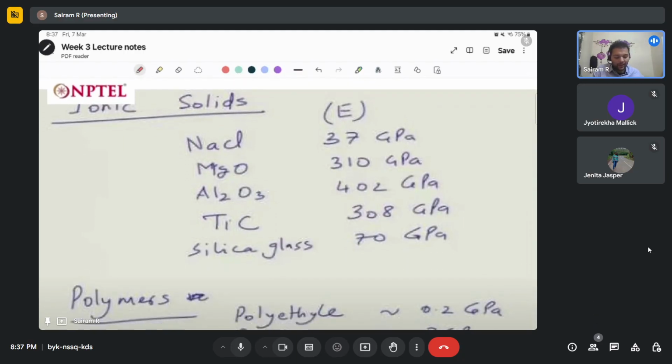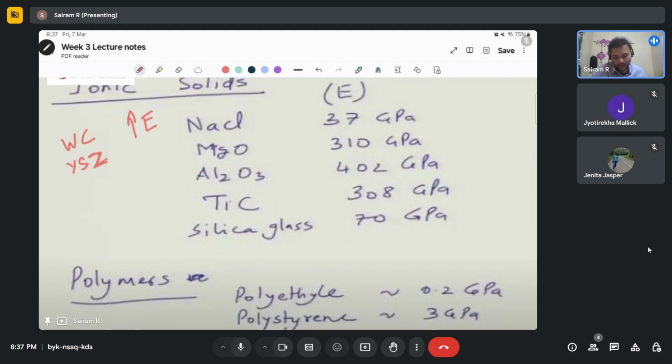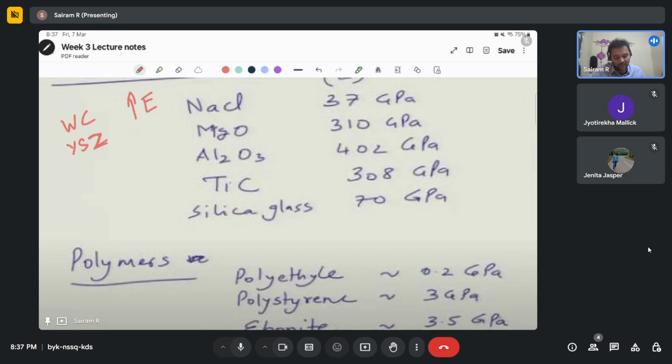In the case of ionic solids, as we've seen here, NaCl not so much, but proper ceramics like magnesium MgO, alumina, and titanium carbide. Even solids like tungsten carbide, YSZ, which is yttria-stabilized zirconia. All these things have a very high value of Young's modulus because of their structure and because of the bond strength between the atoms here.